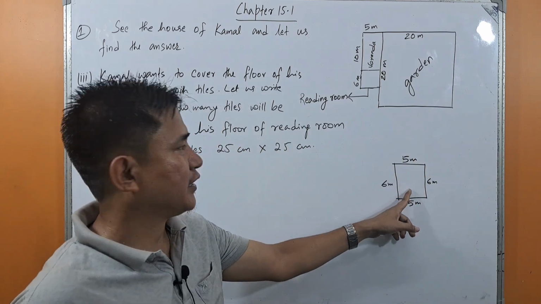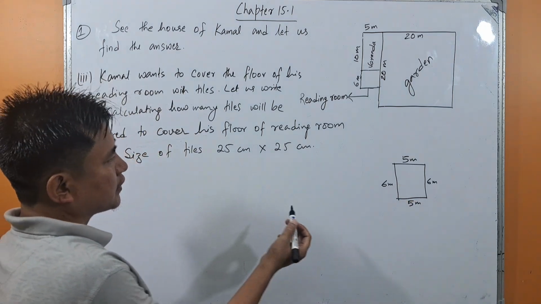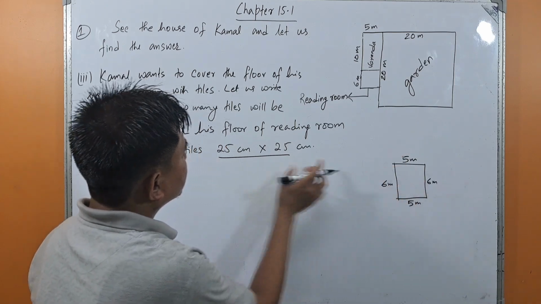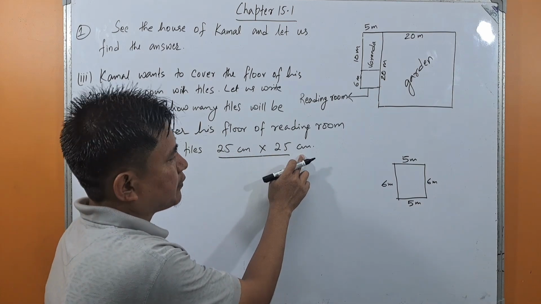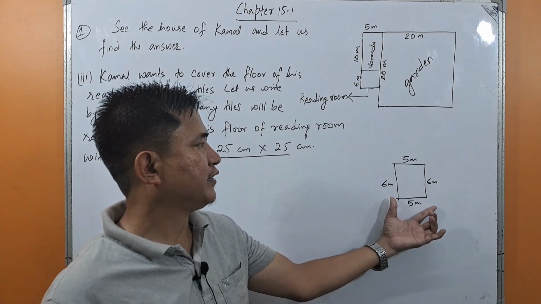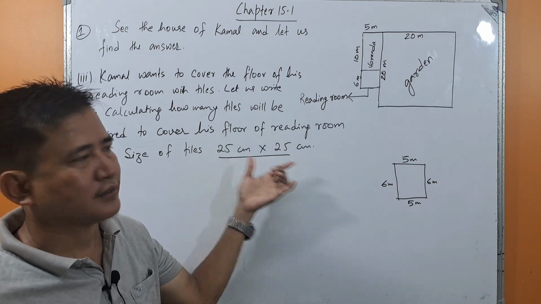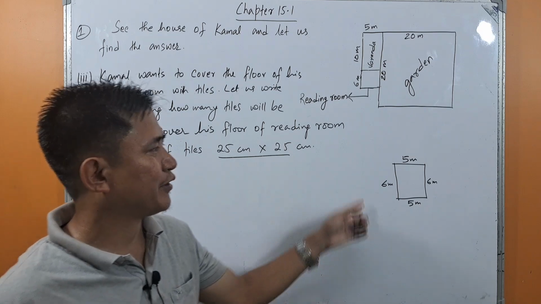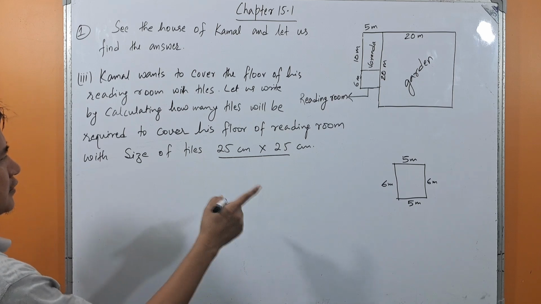So we can find the area of the floor of this reading room. The question is, how many tiles will be required to cover the floor of this reading room, if each tile has a size of 25 centimeter times 25 centimeter? So what we do is we find the total area of the floor of the reading room, and after that we divide this area by the area of one tile. We get the total number of tiles that will be required to cover the floor of the reading room. So first let us find the area of the floor.